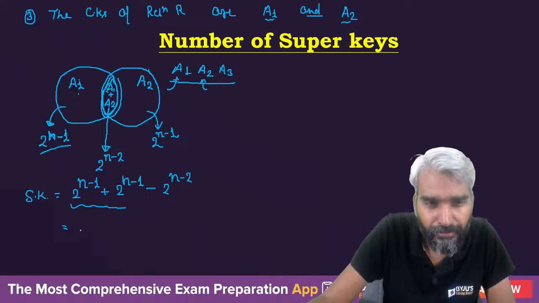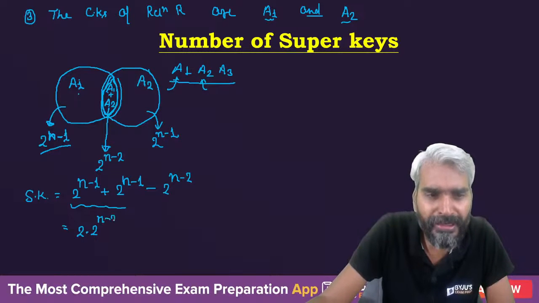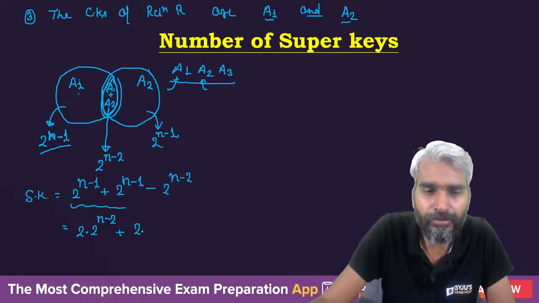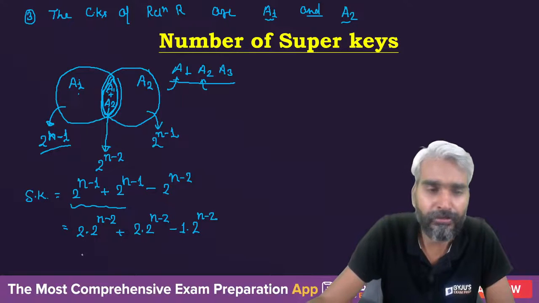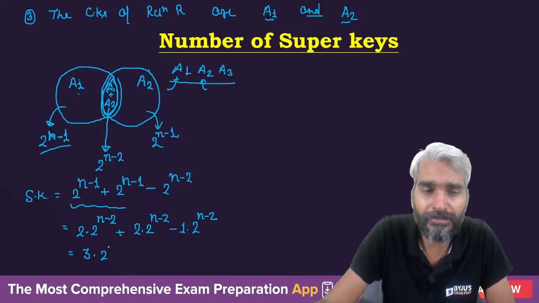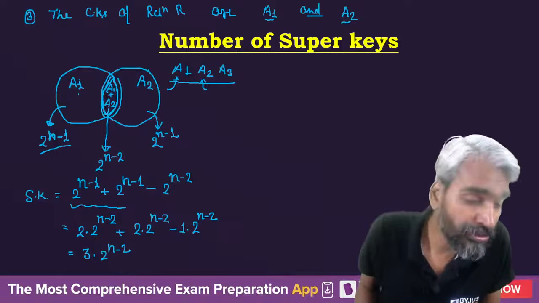So this will become 2 raised power 2 into 2 raised power n minus 2. I can write it as 2 into 2 raised power n minus 2. You can write it as 1 into 2 raised power n minus 2. So this will eventually become 3 times 2 raised power n minus 2.